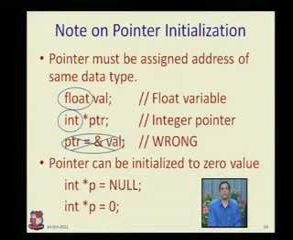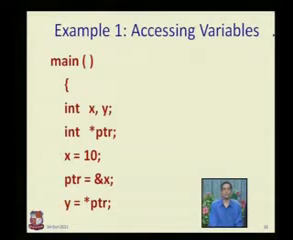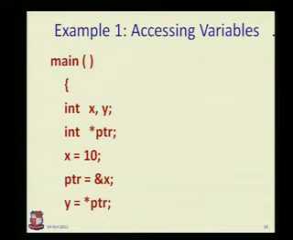value. That means int *p = NULL. NULL represents 0. That is a syntax defined in C. int *p = 0. These both statements are exactly the same. These are assigning value 0 to the integer pointer p. Now let's see an example of how to access the variables.